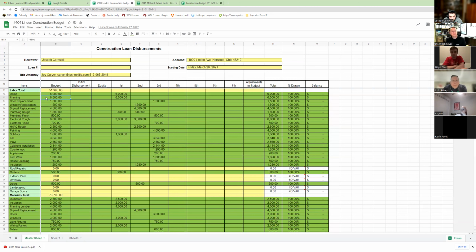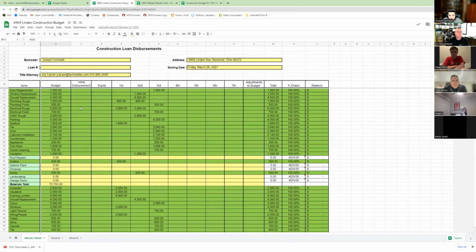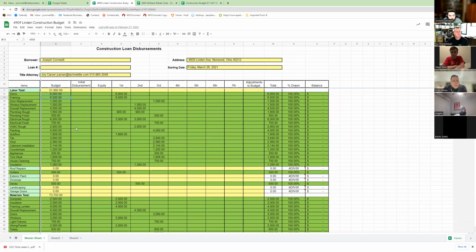So one thing I'll tell you, I'm just trying to give you guys some examples here to work off of. One thing I can tell you is that this was significantly underbid. So almost all of these items you're looking at are low. But this is just what I had from 2 years ago or whatever when I first bought the building.